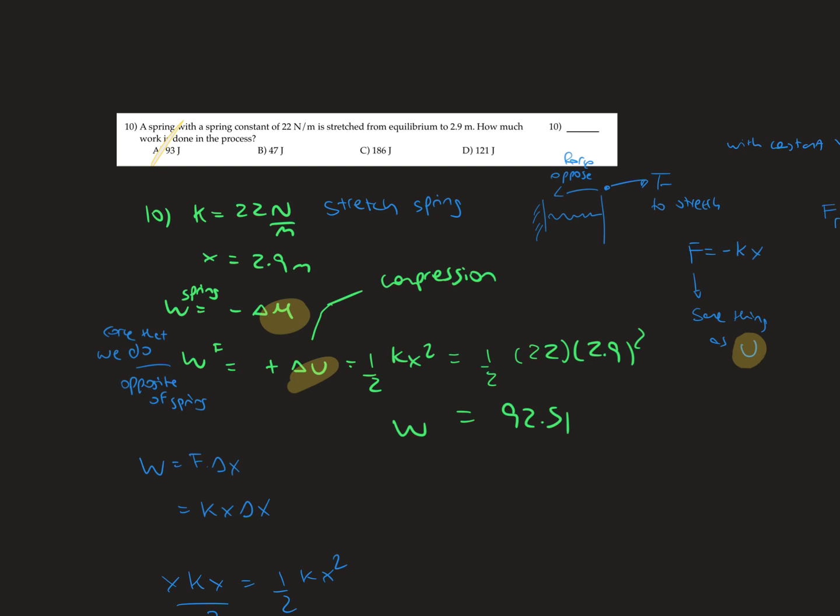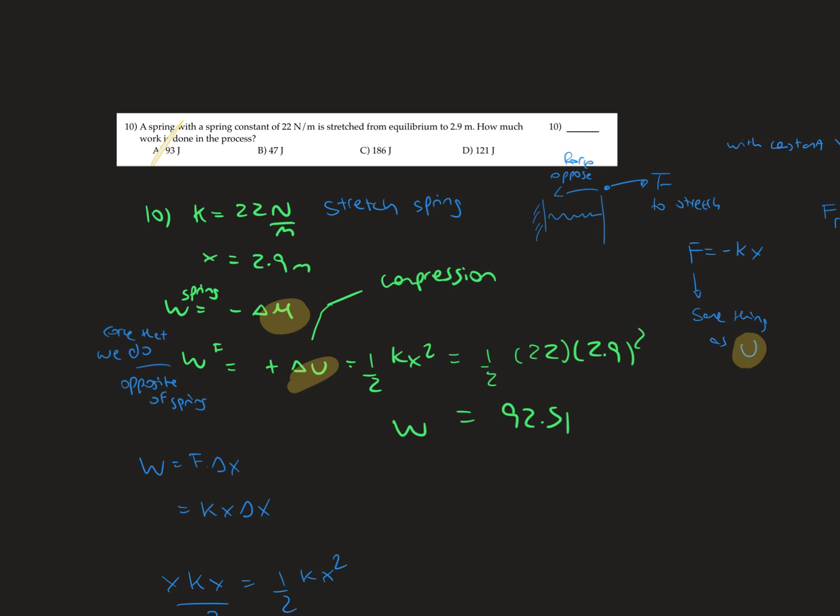So in this problem we have a spring with a spring constant of 22 newtons per meter. Then it says it's stretched from equilibrium to 2.9 meters. So the question is, how much work is done in the process? Okay, so we have a few things going on. We have k equal to 22 newtons per meter, and the distance we represent as x being equal to 2.9.